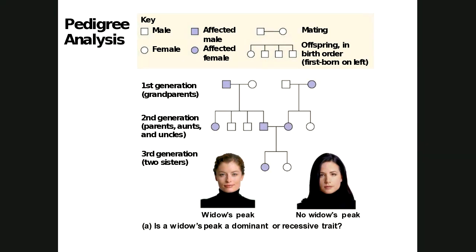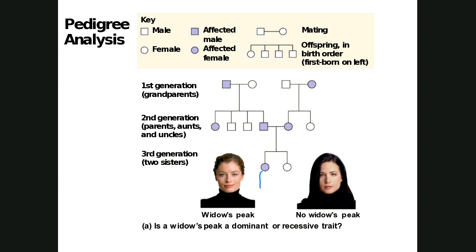What I want to do here is see how we can use a pedigree analysis to answer a question about this thing called widow's peak. Is widow's peak dominant or recessive? Don't answer the question yet. The woman on the left has the widow's peak. The woman on the right does not. We're trying to figure out how that was inherited. The woman on the left is represented by a circle since she's a woman, and since she's affected, we color her purple. Her sister is not affected. Both of her parents were affected.